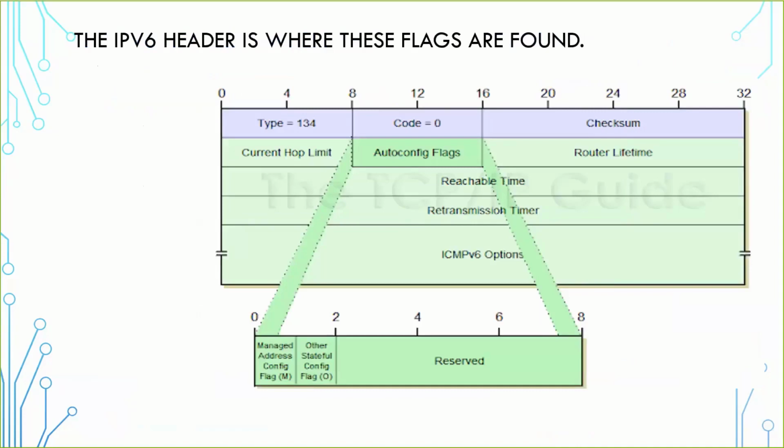Now you might ask yourself, where are these flags? Where else would they be but in the header? They're going to be in the IPv6 header. If you look right down here, we've got the managed address configuration flag and the other stateful configuration flag. The device can de-encapsulate that and look inside, and it can assess, oh, the managed flag is off and the other flag is off. That means I'm using SLAAC. So the client can make some decisions based on the advertisements that it receives from the router.